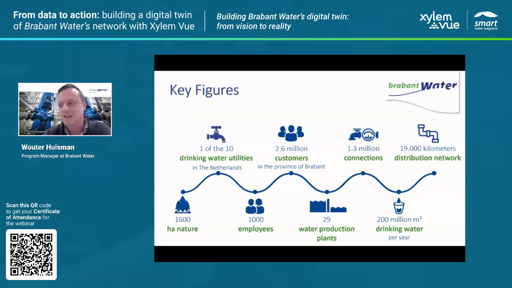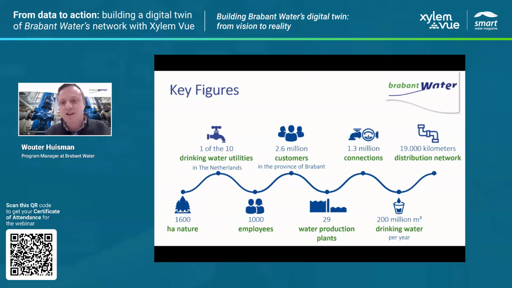In the Netherlands, we have 10 utilities providing drinking water. Each utility has its own area. We are in the south, in the province of Brabant. We provide drinking water to about 2.6 million customers, and we do that by 1.3 million connections. And in the Netherlands, every connection has a water meter. So we have about 1.3 million water meters in our asset group.